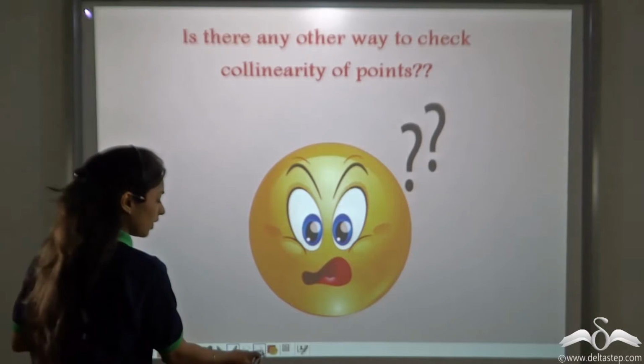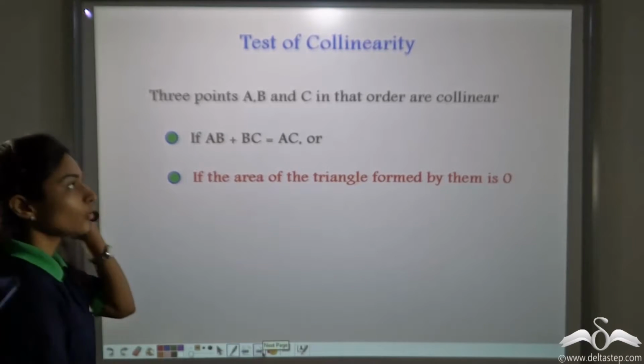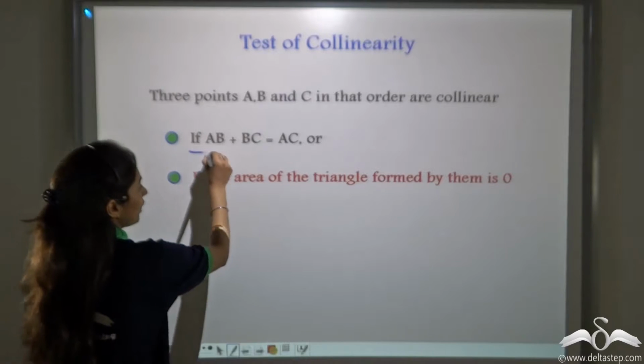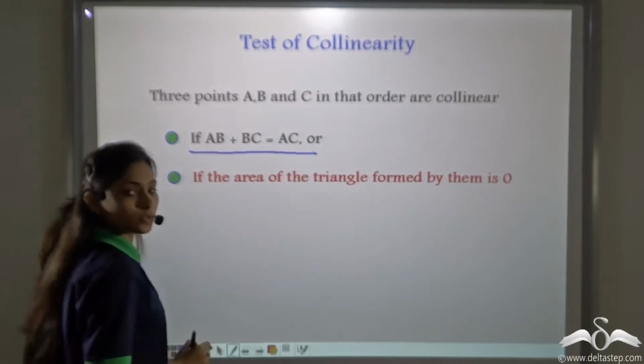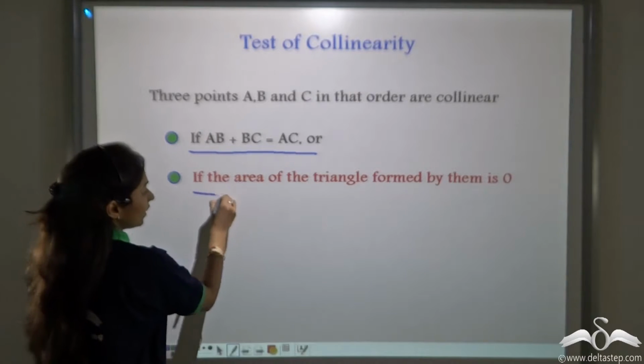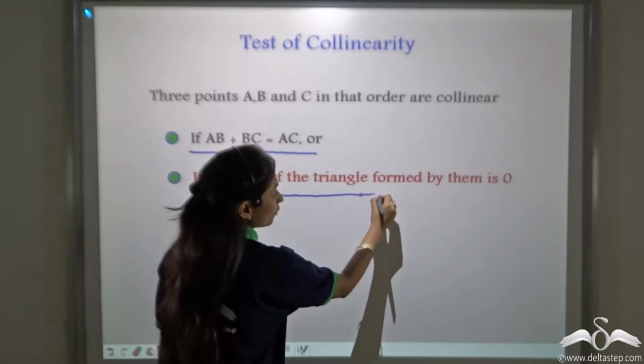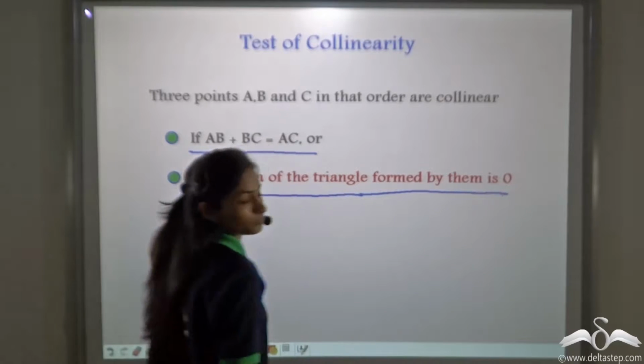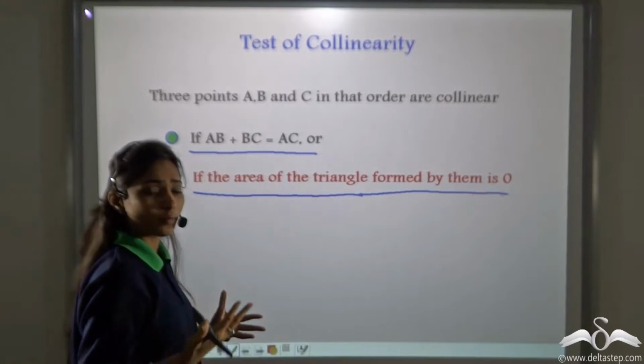Well, yes, there is even one more method. To check collinearity, we verify whether AB plus BC is equal to CA. Now, one more thing we can do is check if the area of the triangle formed by them is 0. Now, why is the area formed by them 0?